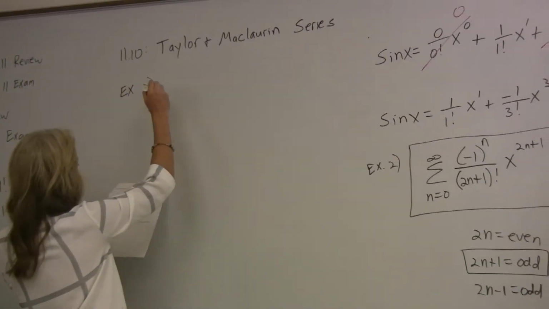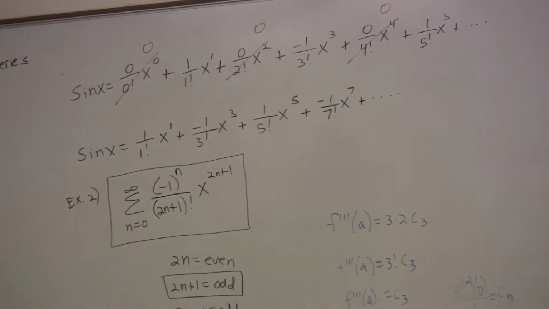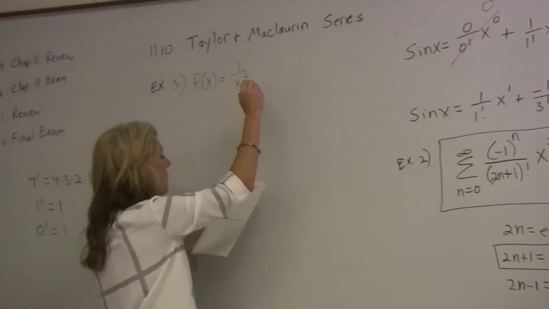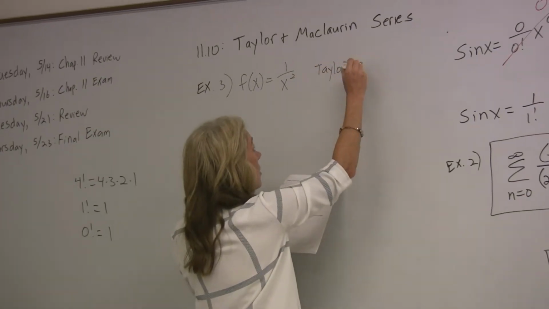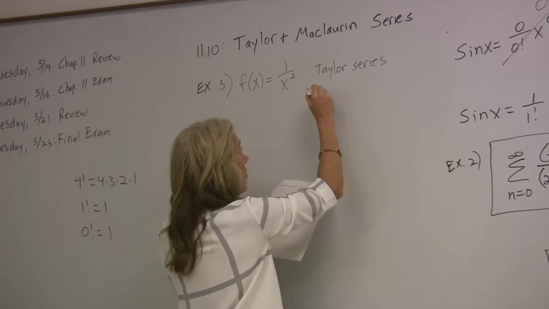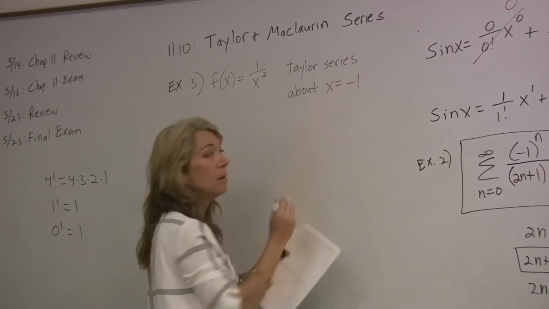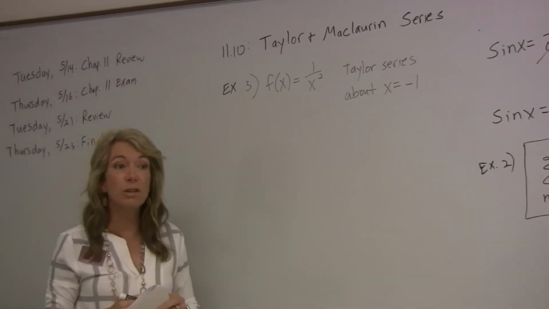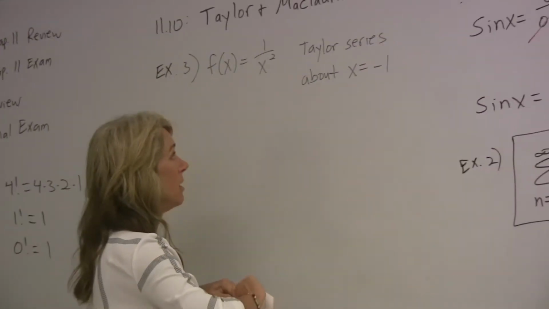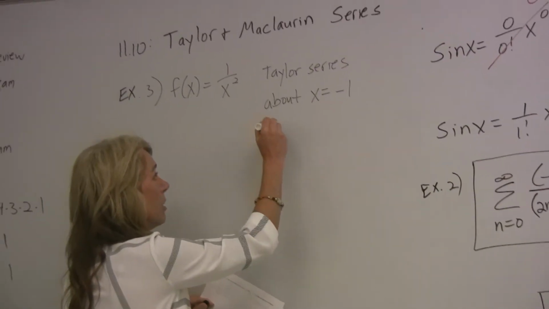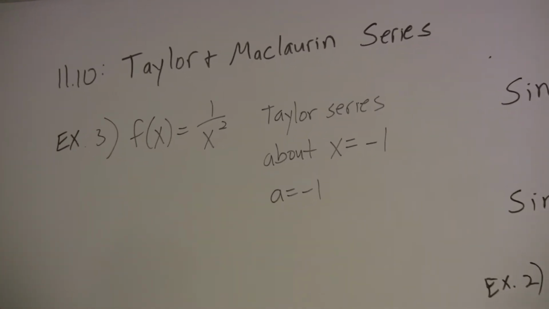Example 3, f of x equals 1 over x squared. It says find the Taylor series about x equals 1, or excuse me, negative 1. That's telling you the center, centered at negative 1, so that's telling you that a equals negative 1. Now we're doing Taylor, not Maclaurin.